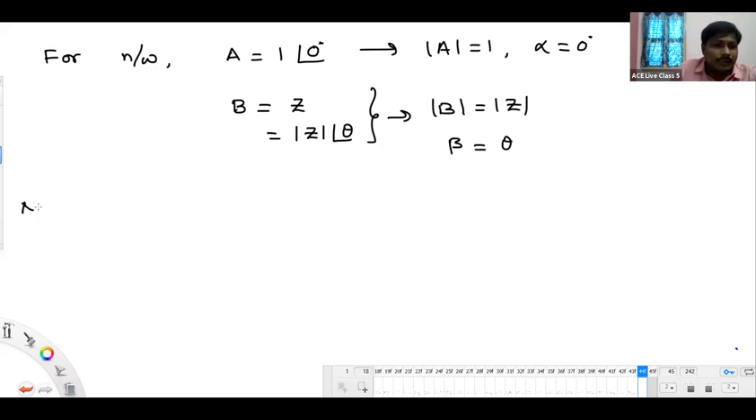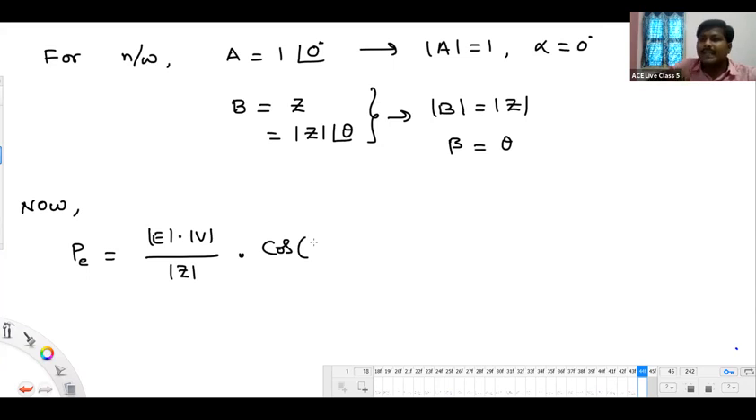Now, the electrical power injected into the infinite bus is mod E mod V by mod B, nothing but mod Z, into cos of theta minus delta.